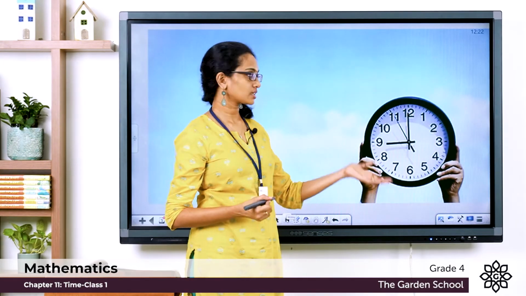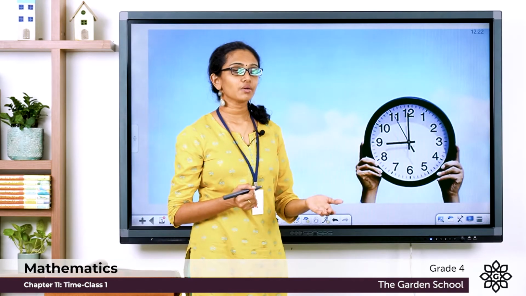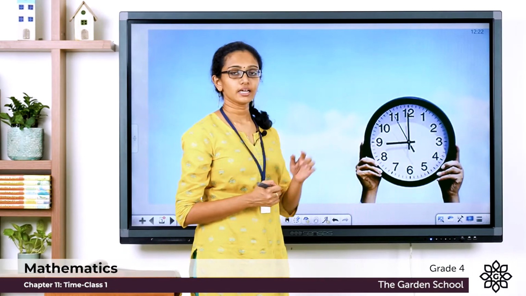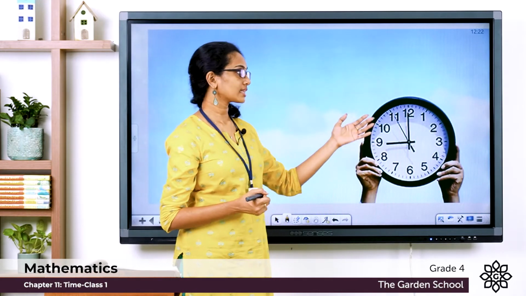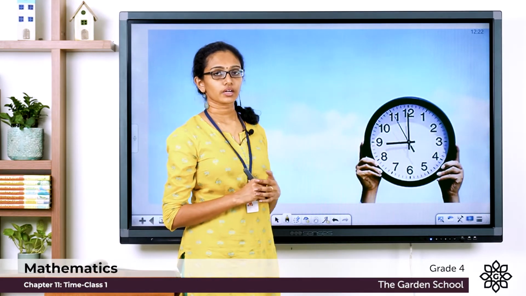So now on this clock, can you read the time? The hour hand is pointing towards 9, whereas the minute hand is pointing towards 12. So here the time is 9 o'clock.